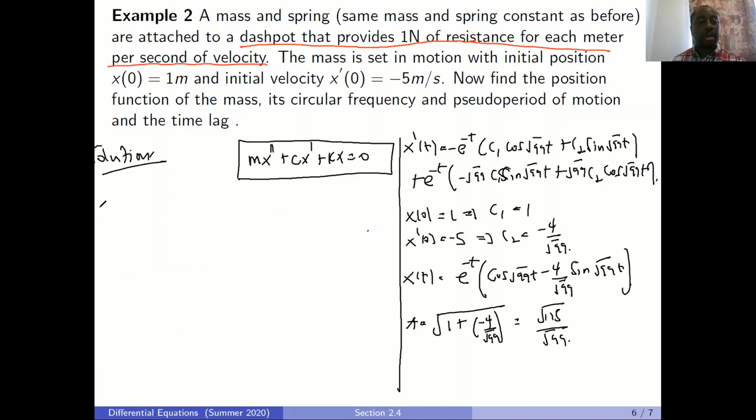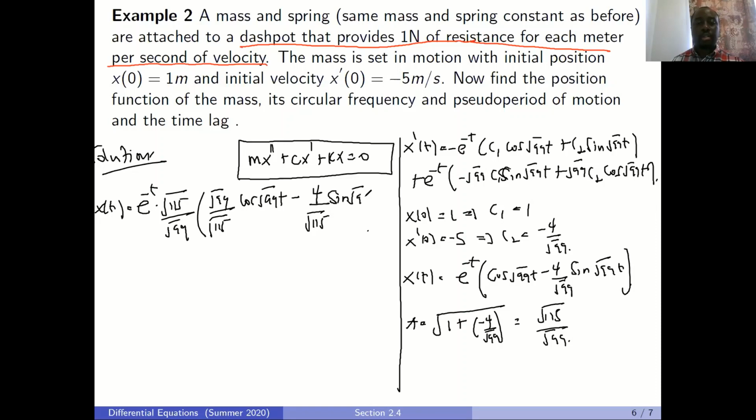And so my position is now e to the minus t. If I factor out the square root of 115 over the square root of 99, what we have is square root of 99 over square root of 115 times the cosine of the square root of 99t, minus 4 over the square root of 115 times the sine of the square root of 99t.